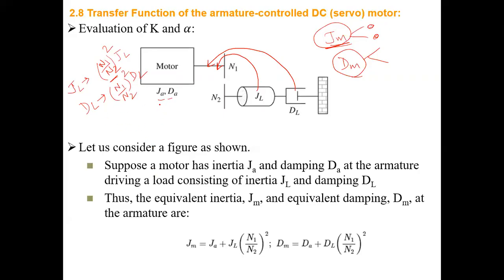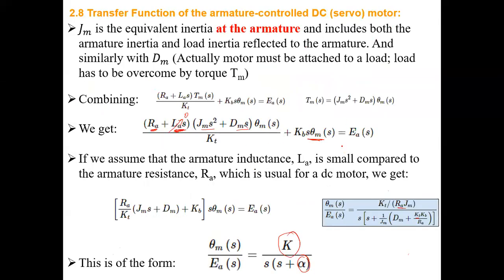Now, what is the total then? The total is JL times this, plus J, because J is here and you don't have to do anything. Then DL is this, then you have DA, and you have to add this together. This is how you get your JM and DM. So now you found your JM and DM. Let's go back here. Now you found your JM and DM here.